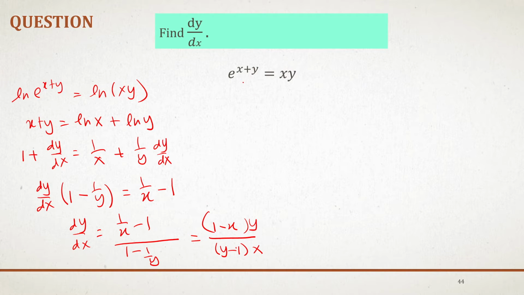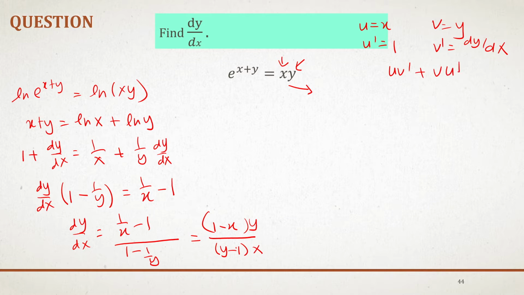But normally we don't do this practice of taking ln, so we can directly differentiate this one. And remember, here is a y, this one is an x, so this one you need the product rule. So my u is equal to x, my v is y, so my u prime is 1, my v prime is dy/dx. So this one is uv' + vu'.